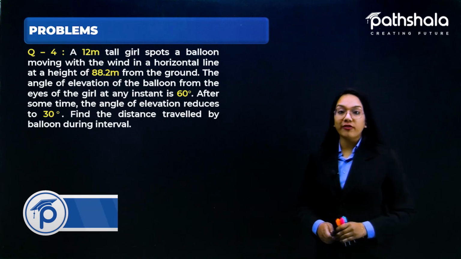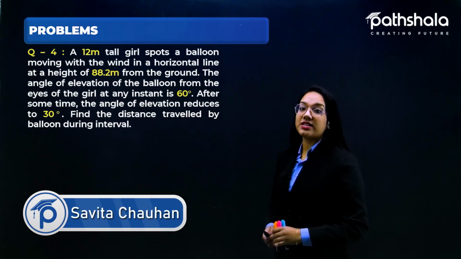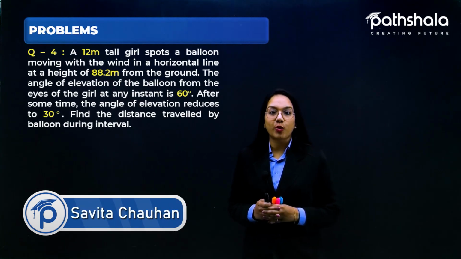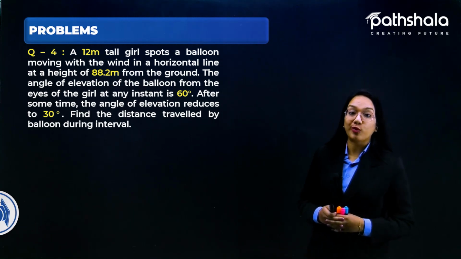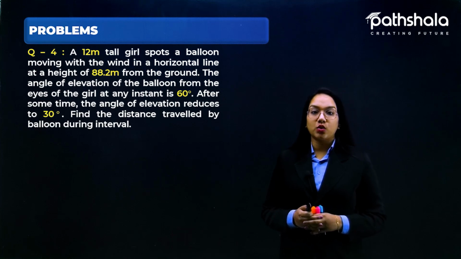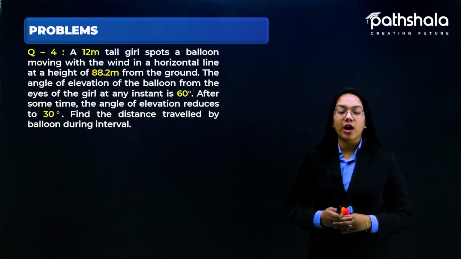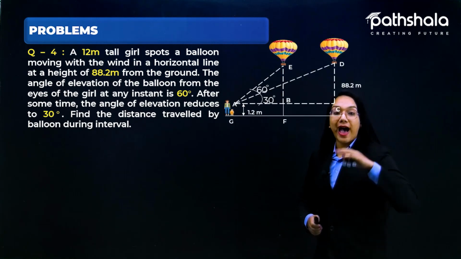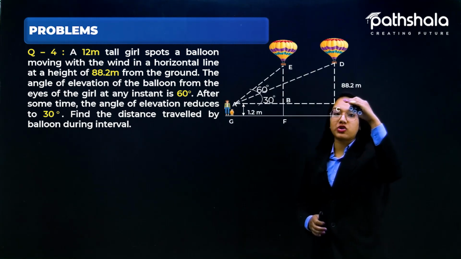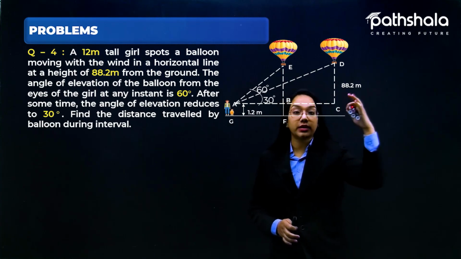Now let's move on to question number 4. It says a 12-meter tall girl sports a balloon moving with the wind in a horizontal line at a height of 88.2 meters from the ground. Let us suppose we are just talking about this particular figure, so I am constructing the figure as this. Let's start the question and see what is given to us.